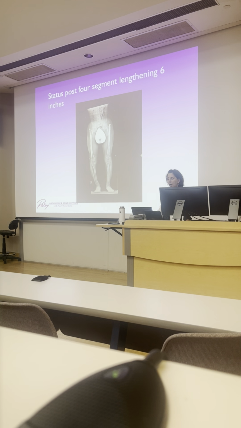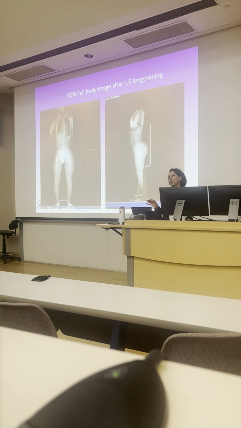Now, this is just a little bit of difference. This is not a full body scan, right? And then we got our EOS machine, which is a low dose radiation full body scan. And now you can see the whole body. So it's really great when you're monitoring deformity, okay? So we talked about the rhizomelic changes or the rhizomelic deformation. So look how short his arms are. He's holding his arms like this. All right, that's how you stand in EOS.